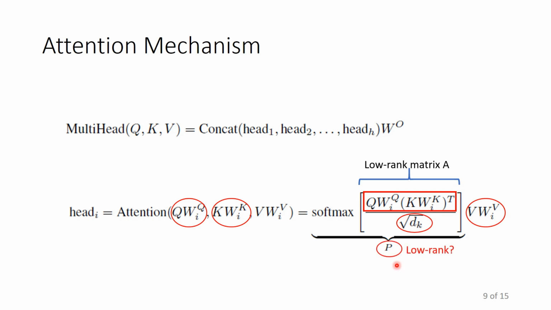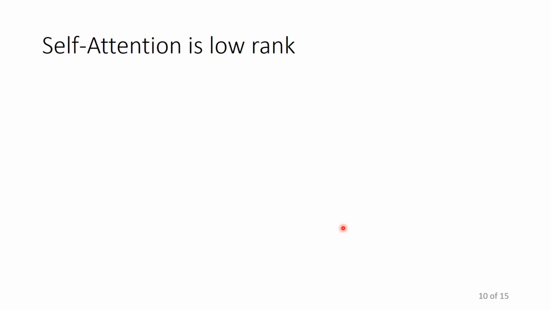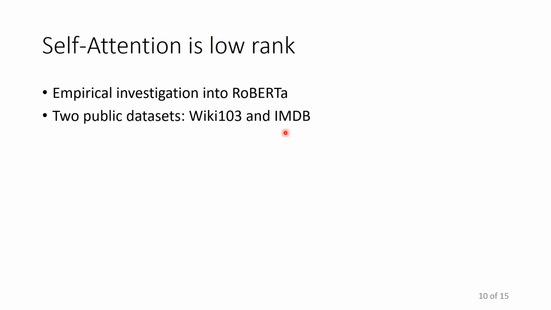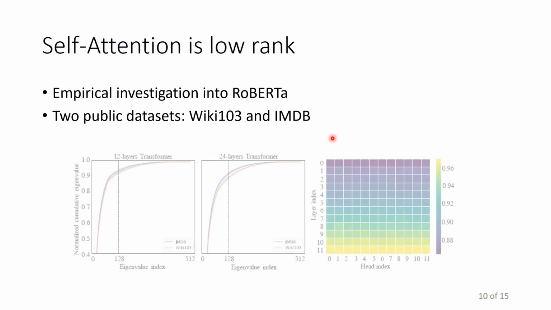But is this matrix P actually Lorentz after running through softmax? So they will answer that by claiming that self-attention is Lorentz. They made an empirical investigation into Roberto. Roberto is just a model based on BERT. And they ran it with two public datasets, Wiki 103 and IMDb.